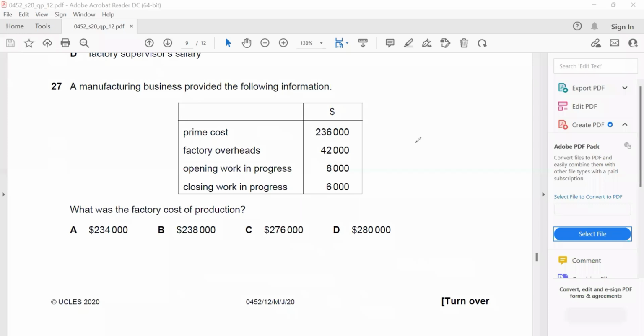27. A manufacturing business provides the following information: prime cost, factory overhead, opening work in progress. What was the factory cost of production? Prime cost plus factory overhead cost plus opening work in progress minus closing work in progress. So 236 plus 42 plus 8 minus 6, 280,000. So the answer should be D.